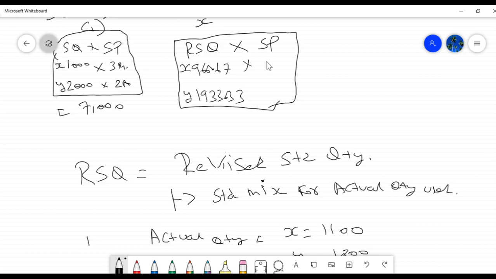Into SP, standard price, 3 rupees per kg and 2 rupees per kg. If you multiply 966.67 into 3, equal to how much? 2900 rupees. Then 1933.33 into 2 rupees equals how much? 3867. So if you total 2900 plus 3867, equal to how much? 6767. Okay.